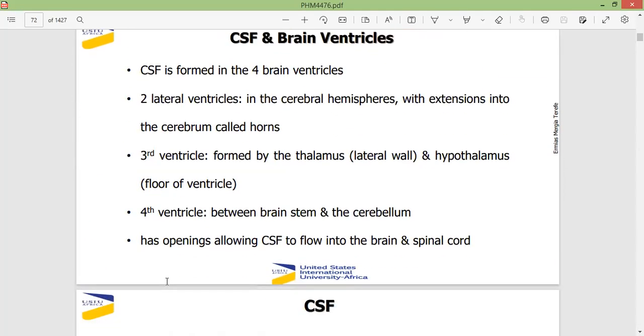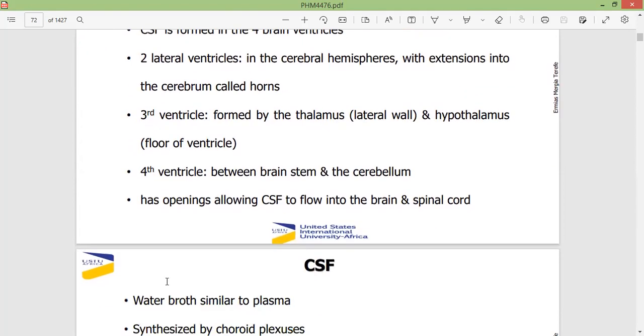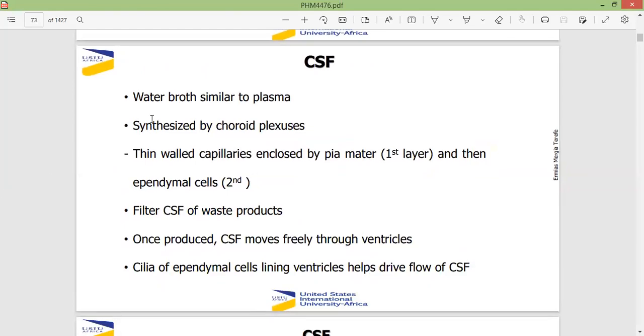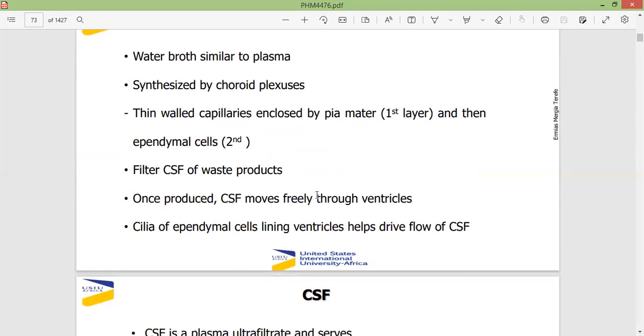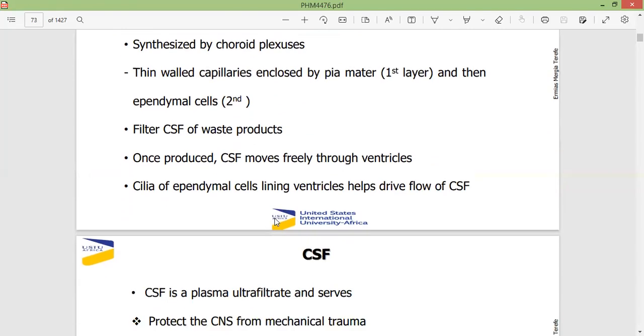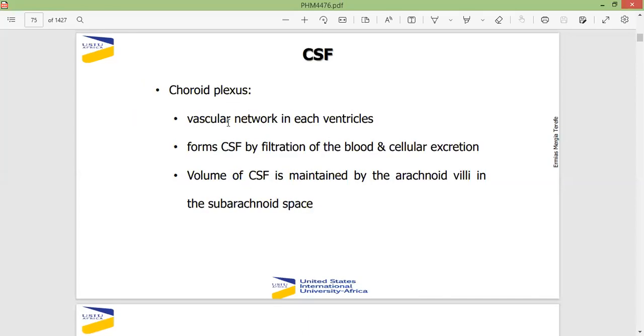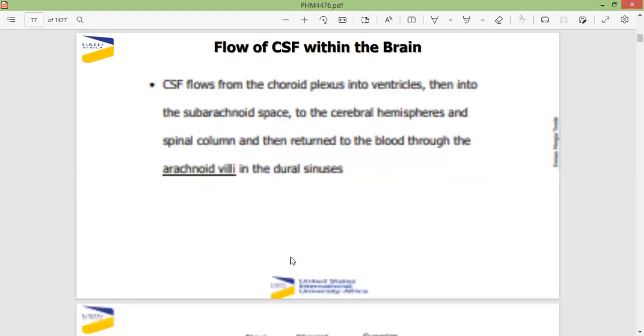We already talked about the ventricles, where the CSF will flow, right? Seraphine already mentioned that synthesis is by the choroid plexus through filtration of the blood. Once produced, the CSF will move freely through the ventricles. I think we've already mentioned all of this. You filter the blood, and you obtain your CSF.